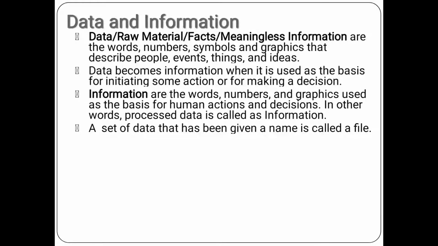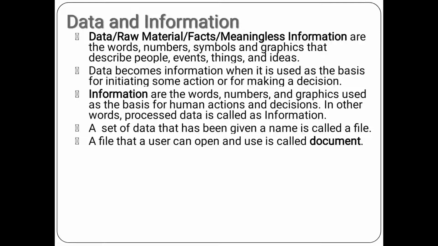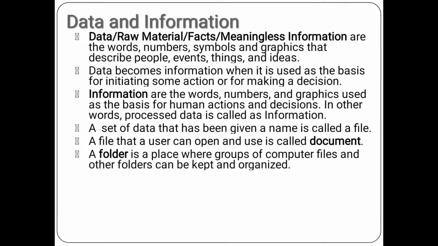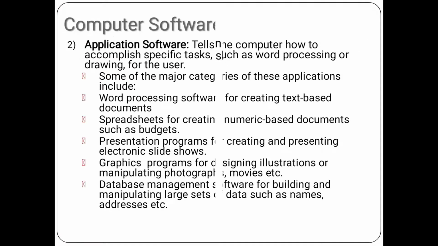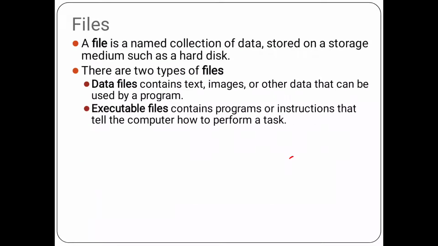A set of data that has been given a name is called a file. A file that can be opened and used is called a document. Each folder is a place where a group of computer files and other folders can be kept for organization. File is a named collection of data stored on a storage medium such as a hard disk.